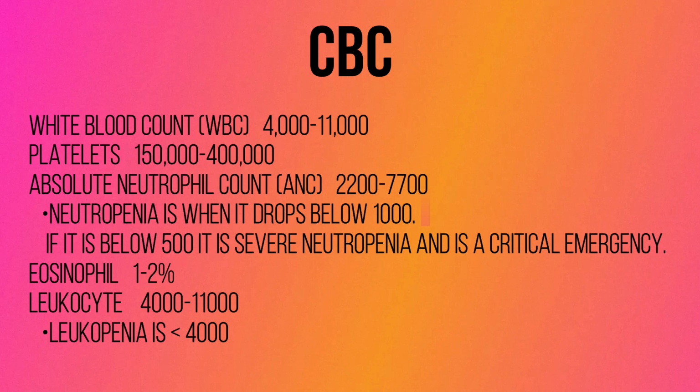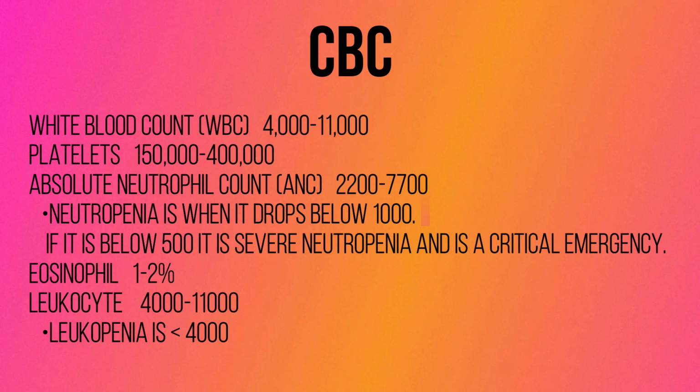Next, we go on to platelets. What platelets do is that they help the body form clots to stop the bleeding. So if there's too little platelets, you're going to have thrombocytopenia, which means that it's not really forming clots, so you could bleed out. Normal is 150,000 to 400,000.